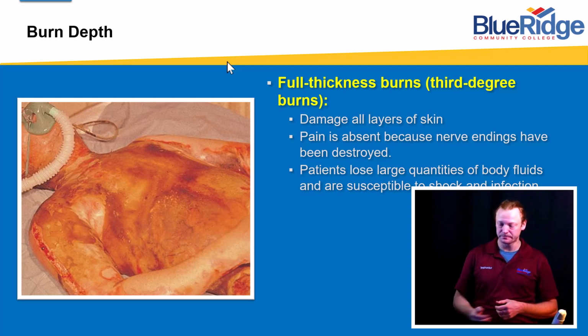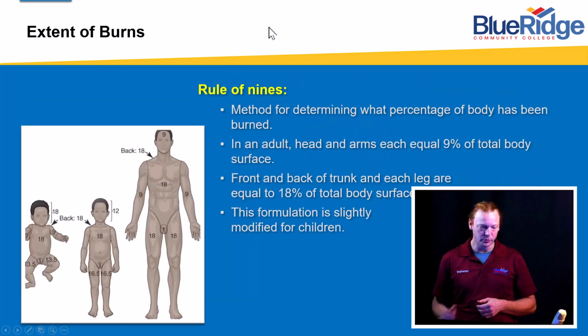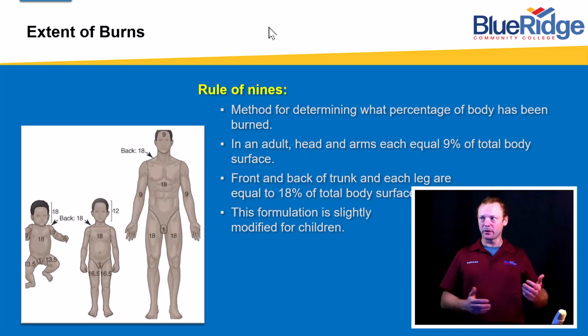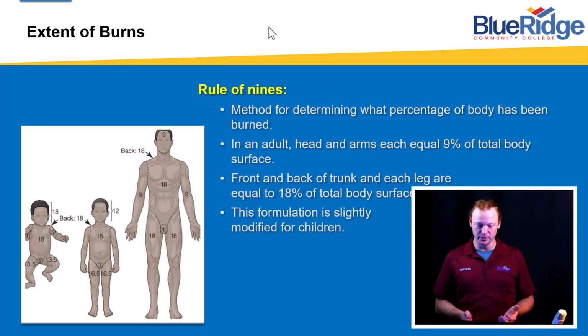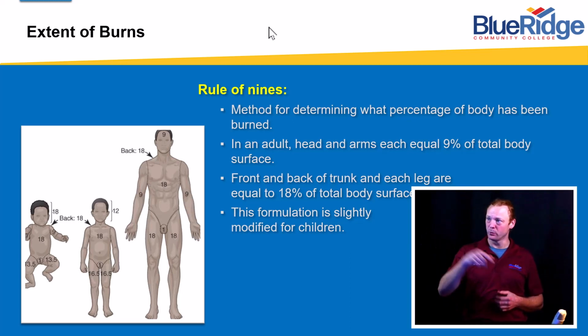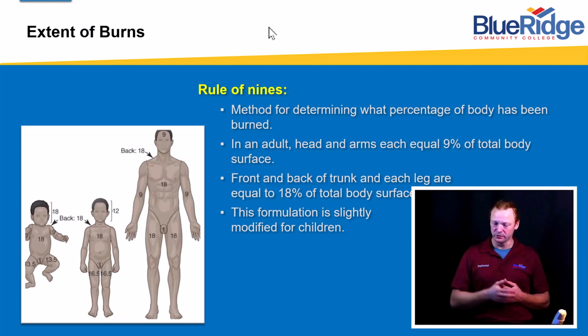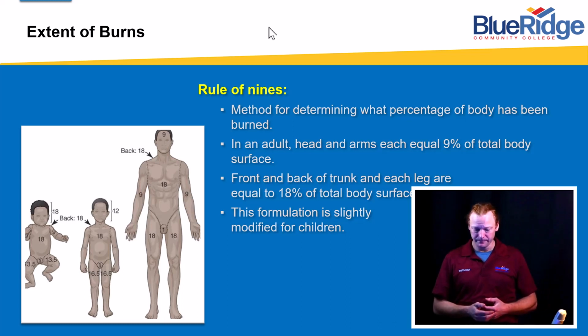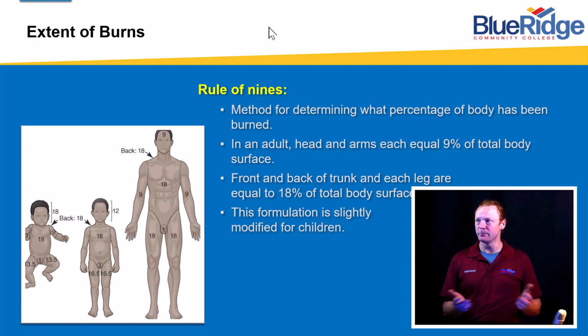hypothermia, and infection. So the rule of nines is a really good way for us to gauge the percentage of our patient's body that has actually been burned. You see on this picture here on the left, it gives you examples for infant, pediatric, and adult. This method for determining the percentages is broken down into portions of the body by 9%.